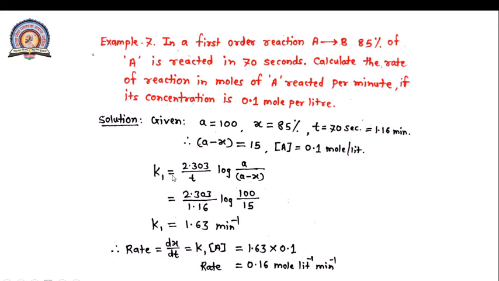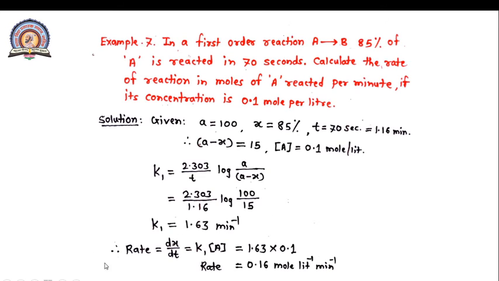Concentration of the reactant A is given as 0.1 mole per liter. Formula used: K1 is equal to 2.303 divided by T log A divided by A minus X. Substituting the value of time here, 1.16, log of A, 100 initial concentration, divided by A minus X, the change in concentration, which is 15. Calculate these whole terms. So the value obtained becomes K1 is equal to 1.63 per minute. Now this is the velocity constant or rate constant for this reaction.